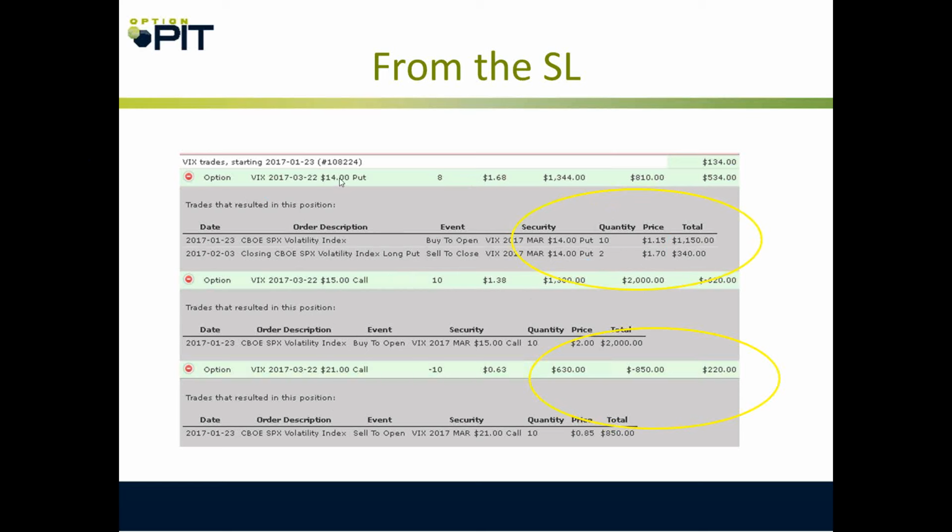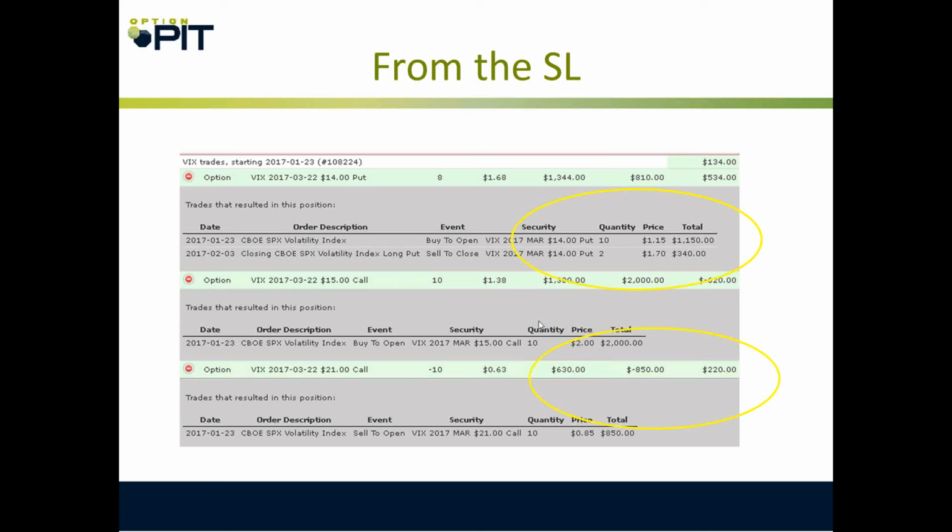At the time, I think VIX was trading 11.25. What's the intrinsic value of the 14 put? $2.75. Even if it was trading 11.50, that's still $2.50. And I can buy this strangle for how much? 1.15 for the put, and where is my call premium? 2.85 and 1, so I could actually buy a strangle in the VIX for less than the intrinsic value at that time.